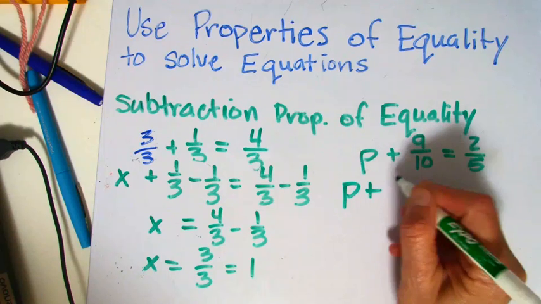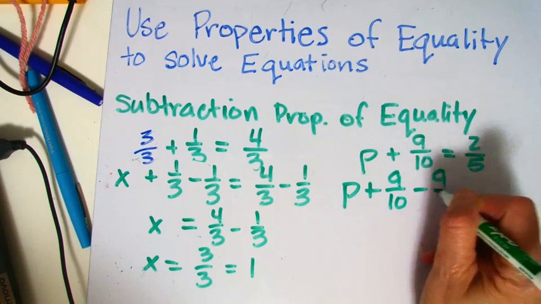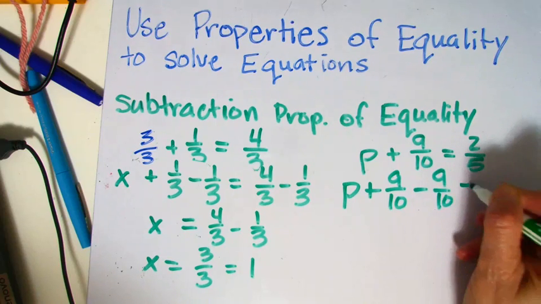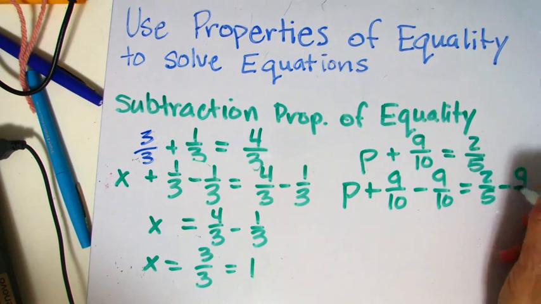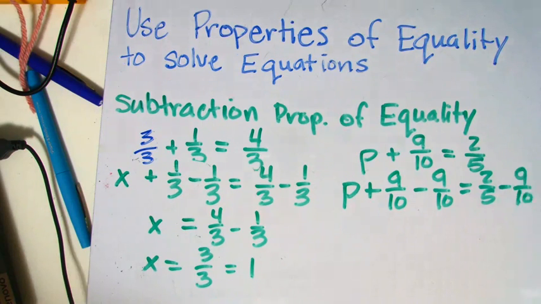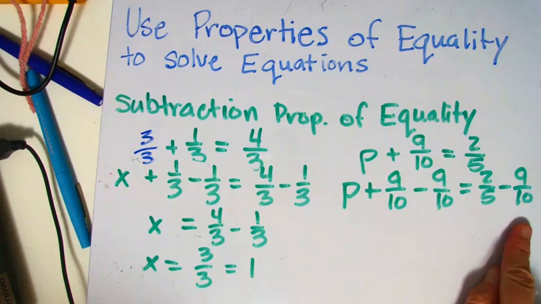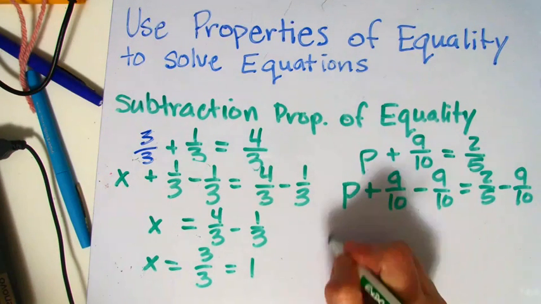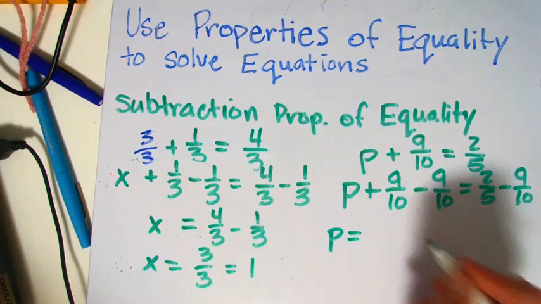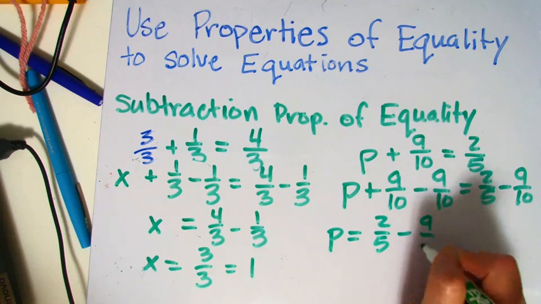P plus 9/10 minus 9/10 equals 2/5 minus 9/10. Notice that I'm subtracting from both sides. These two will cancel. I'm left with P equals 2/5 minus 9/10.